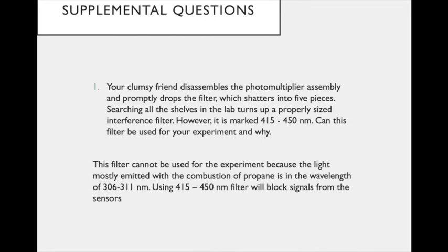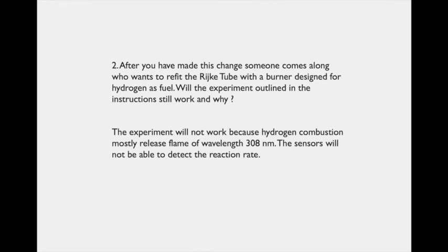For the subliminal questions, first, if we found a filter which has the specification 415 to 450 nanometers, this filter cannot be used for the experiment because the light mostly emitted with the combustion of propane is in the wavelength of 306 to 311 nanometers. Using a 415 to 450 nanometer filter will block signals from the sensors, and we're not going to be able to observe any pressure readings from the experiment.